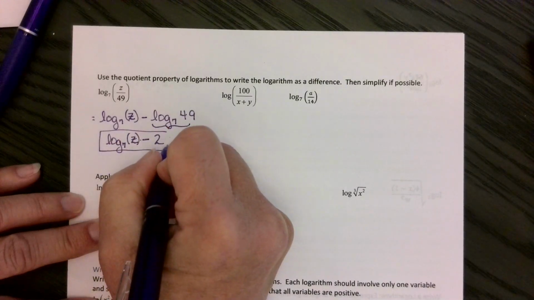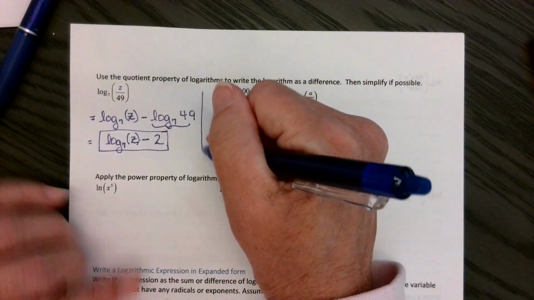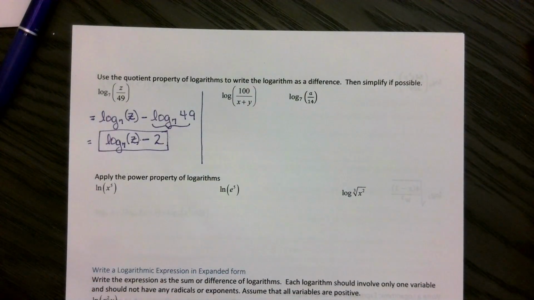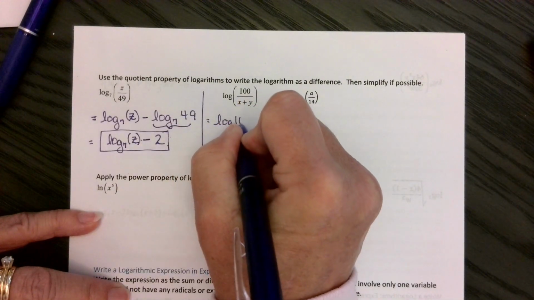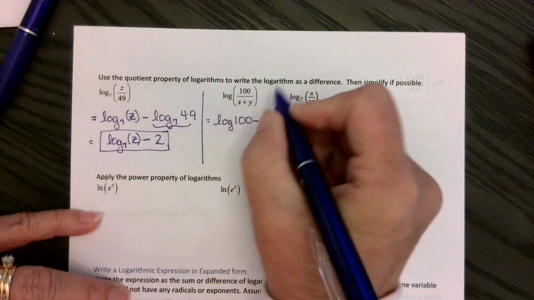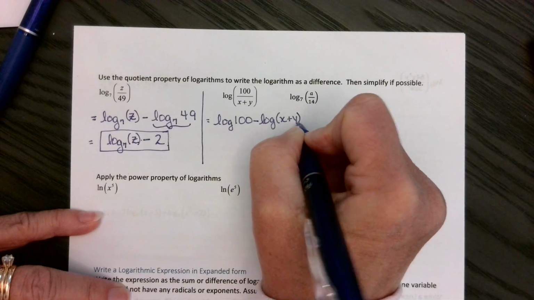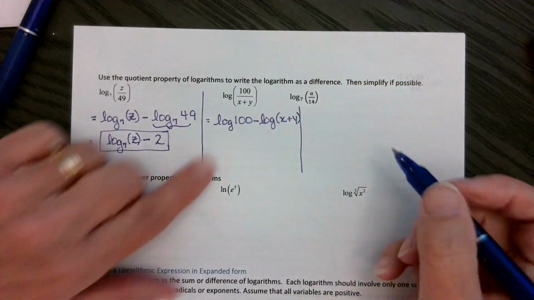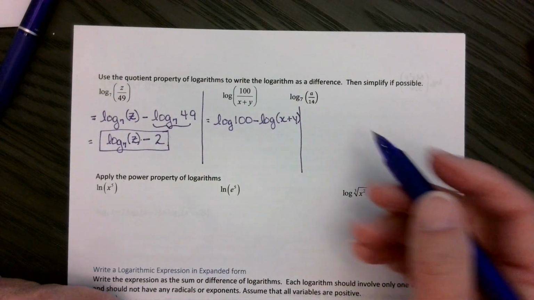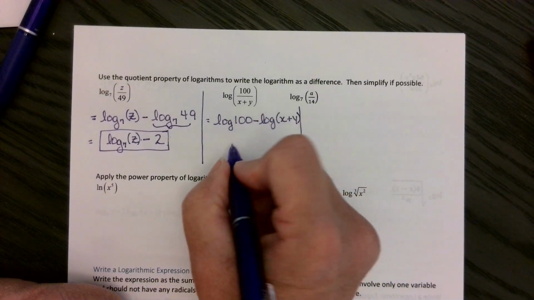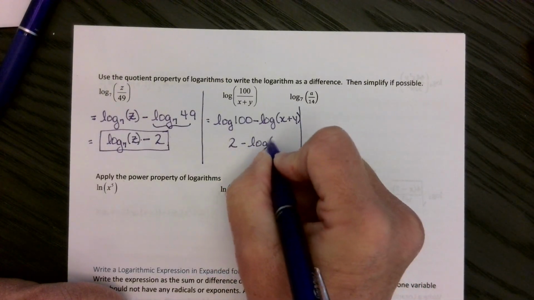All right. Now your calculator will do that work for you, but I don't need the calculator. I mean, you can plug that in and see if it gives you that. Right here, log of 100 minus, because we have division, log of x plus y. Again, whenever you have a number here, you need to make sure that it can't be simplified, but it can. This has a power of 10. 10 to the second power gives us 100. So this is our answer.